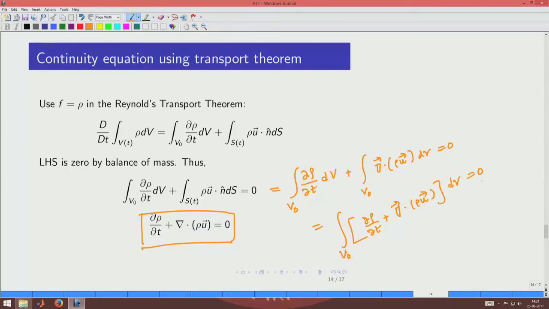And if this were to be true for any control volume at any location, then that means that the integrand has to be 0, and that is nothing but the statement of continuity. So, you can see that the continuity equation is an outcome of RTT with rho used for f. Okay. So, if you substitute the function f with the density, then the Reynolds transport theorem reduces to the continuity equation. So, therefore, it is a much more generally applicable equation we can say.